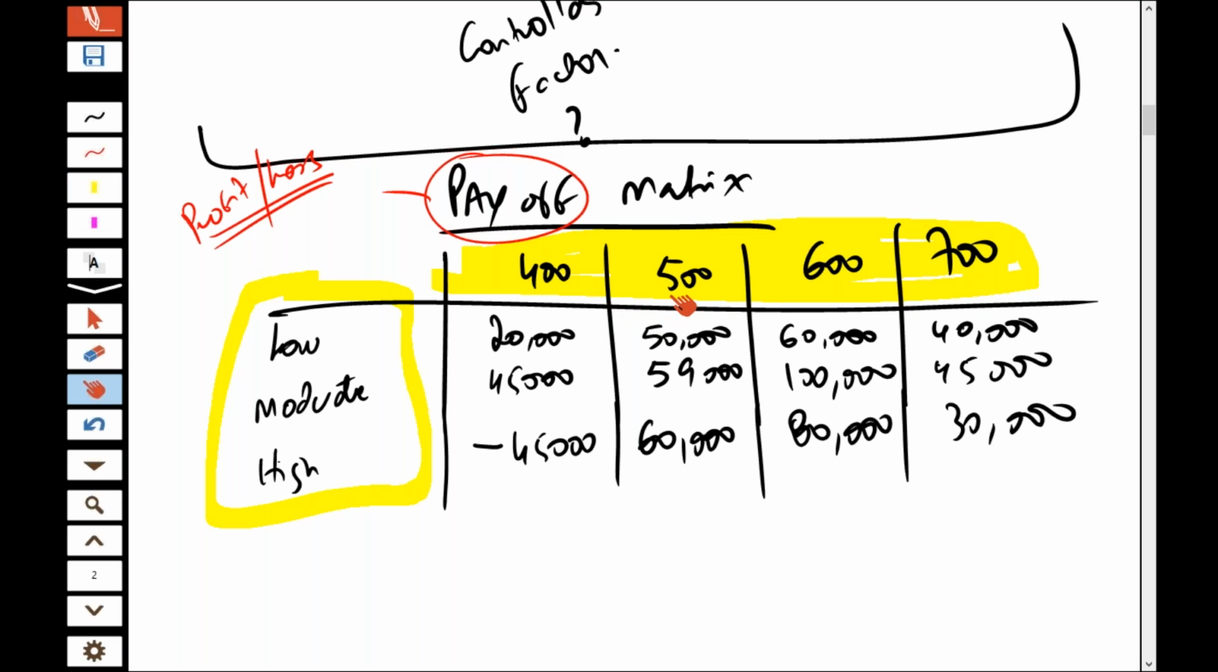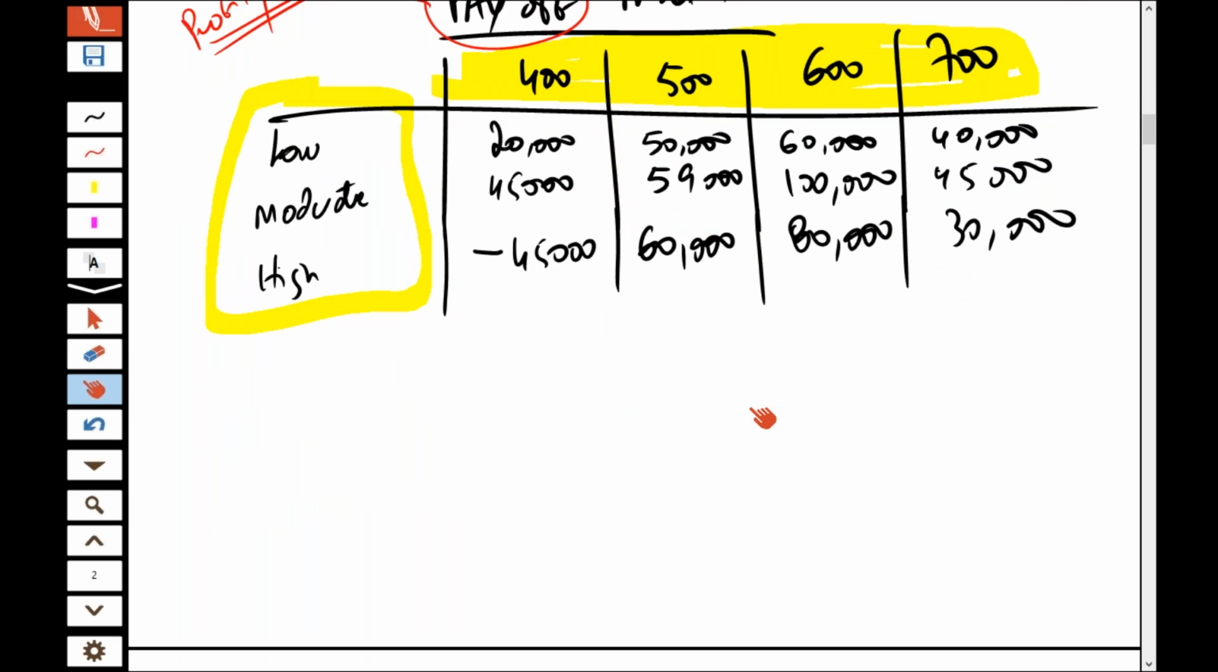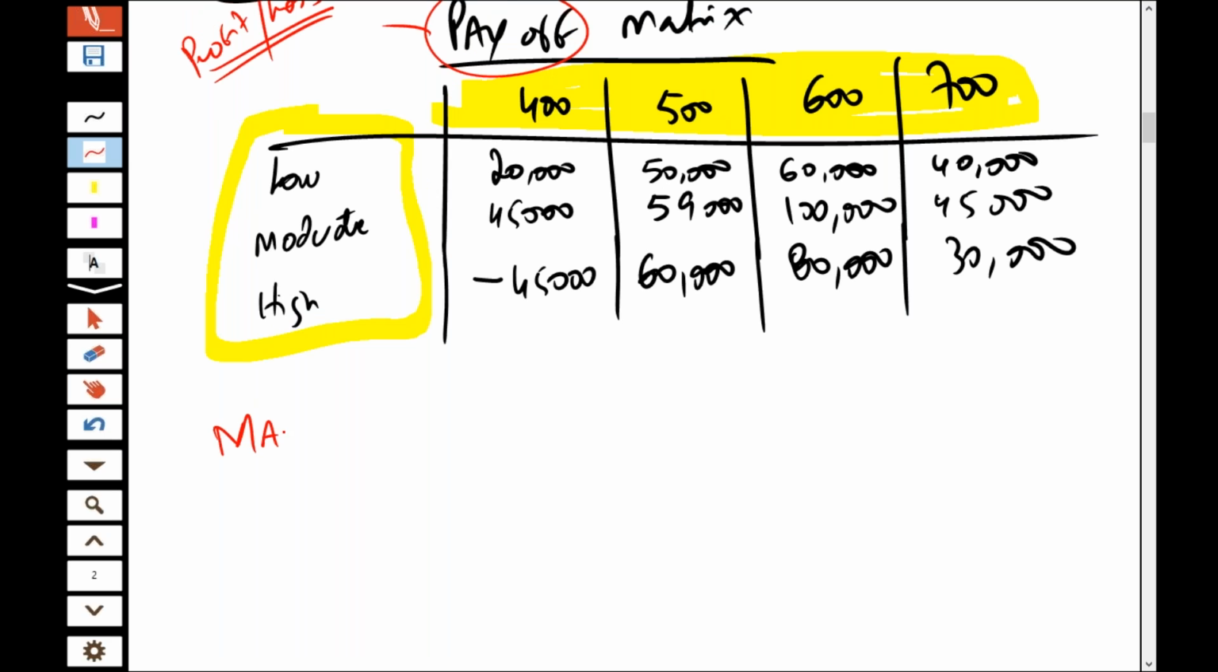In order to do this, they have established that their production could be 400 units, 500 units, 600 units, or 700 units. They know that the sales are going to be either low, moderate, or very high. Under the various scenarios, they have been able to establish what is going to be the profit or loss under a given situation. So we have the payoff matrix in front of us.